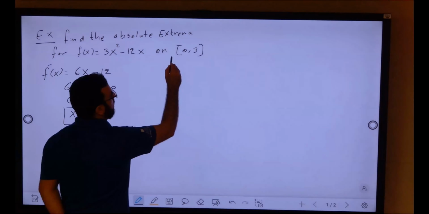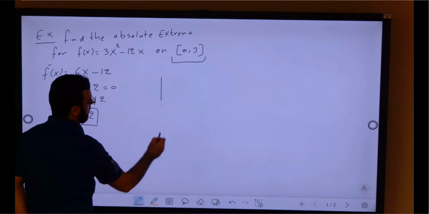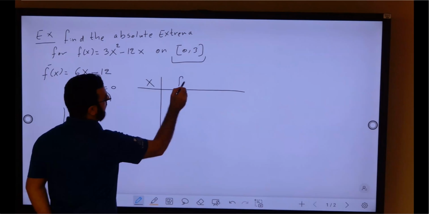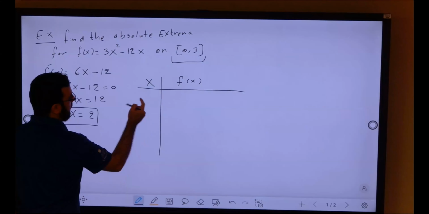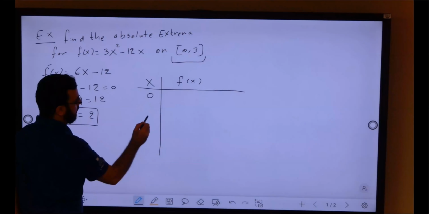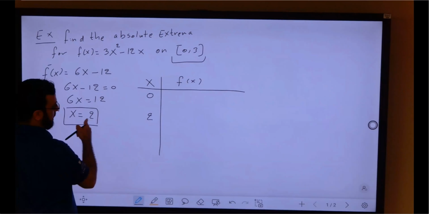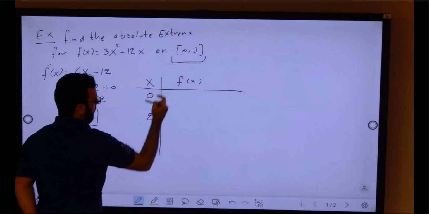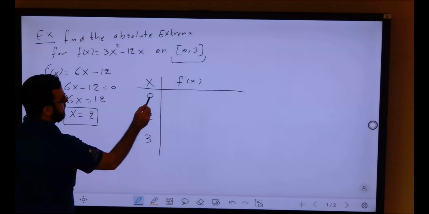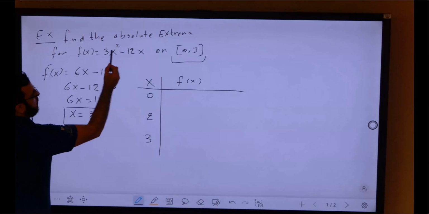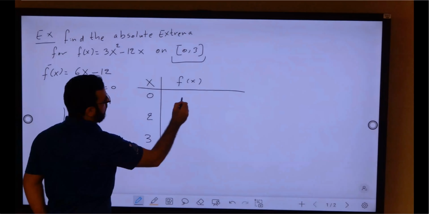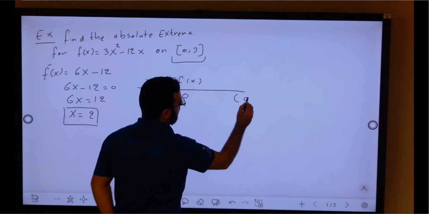The endpoints of the interval. So you're gonna create a table. That's what I'm doing. I'm gonna put x, and here is f of x. The critical numbers, so it's x and y: 0, 2. Now I'm gonna plug in. If I plug in 0 here, we're gonna get 3 times 0 minus 0, which is going to be zero. That means the third point is 0.